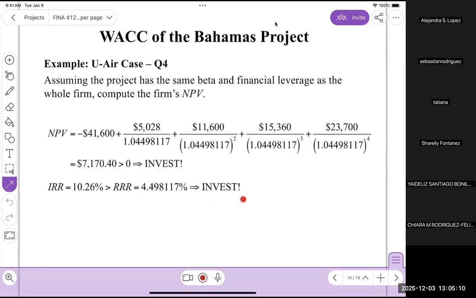So we are going to continue to invest in the UAir project. You have to look at the comments that I make. Do I ask you to calculate the NPV or to just test, validate or verify if you should invest in the project? You can use the IRR, you can use the NPV. If I don't specify, you have to use one or the other.